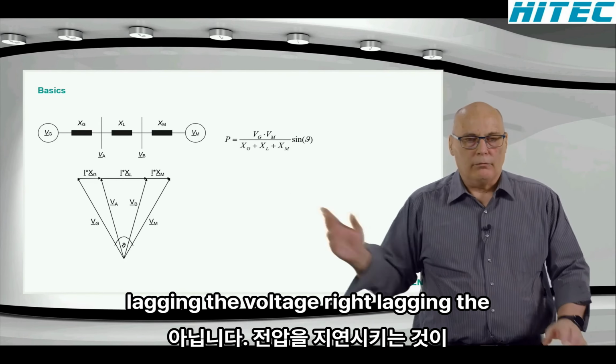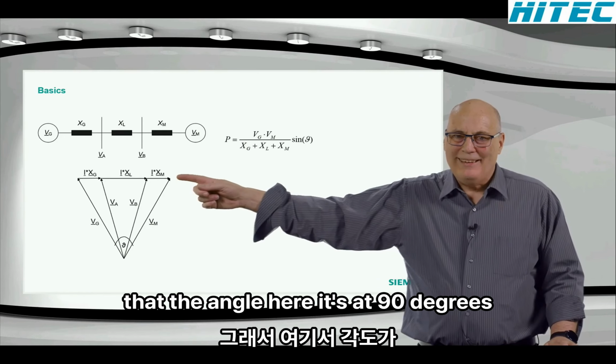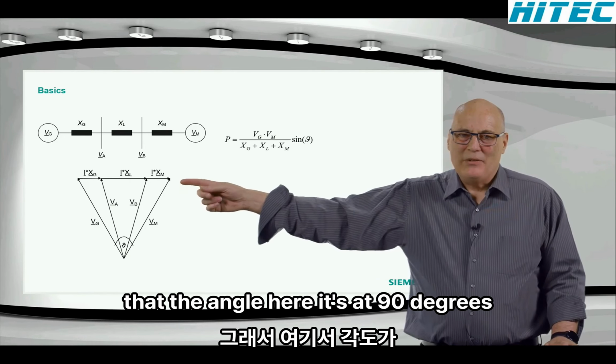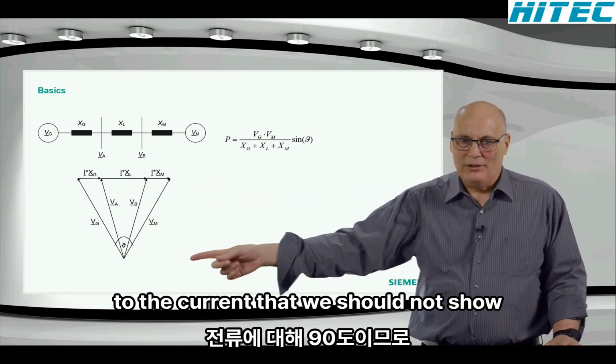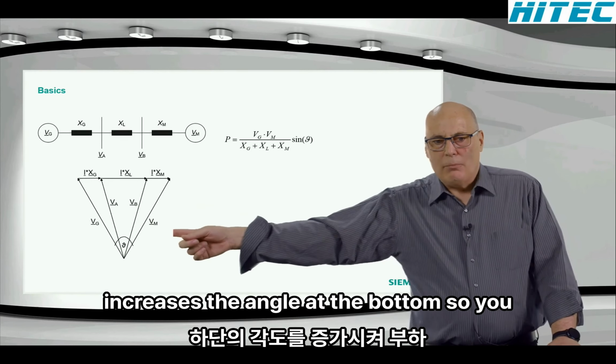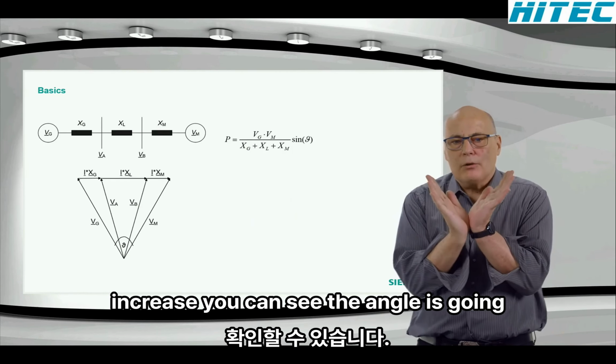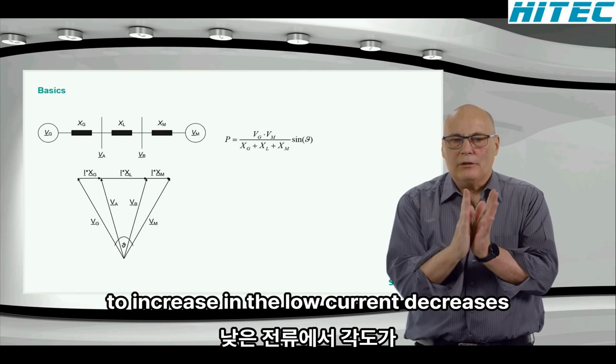The current will be lagging the voltage, sorry about that. The angle here is at 90 degrees to the current, so we should not show the vertical current. That then increases the angle at the bottom. So you can see if the load current were to increase, the angle is going to increase, and if the load current decreases, the angle would decrease.